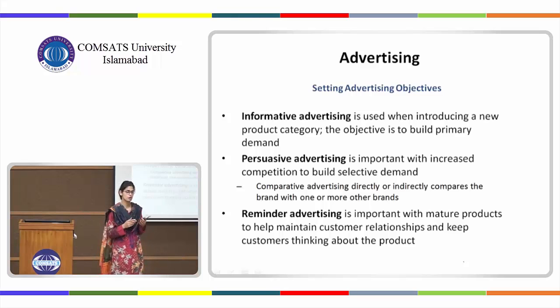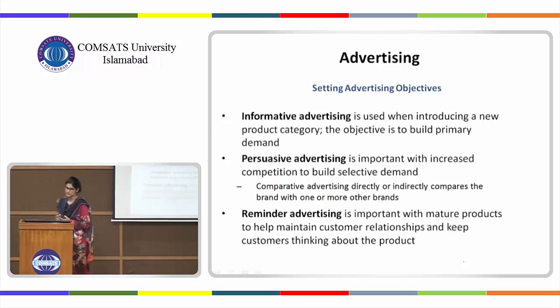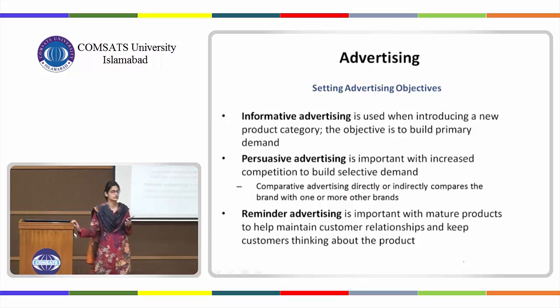So whenever you try to inform people and you try to create primary demand for a product, that falls under the first objective of advertising, that is informative advertising. And it is usually for new product categories. Since people are not aware of the product category in itself, you try to create its primary demand, and once the primary demand has been created, then you can later move on to creating secondary demand, which is essentially creating demand for a particular brand rather than a product category.